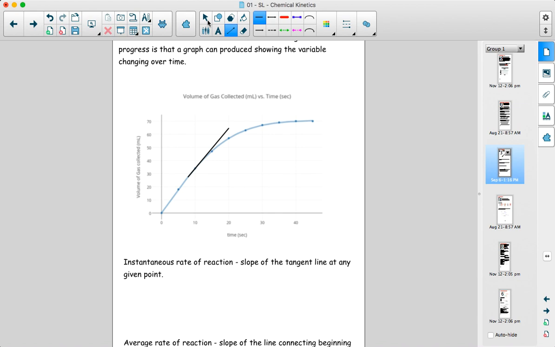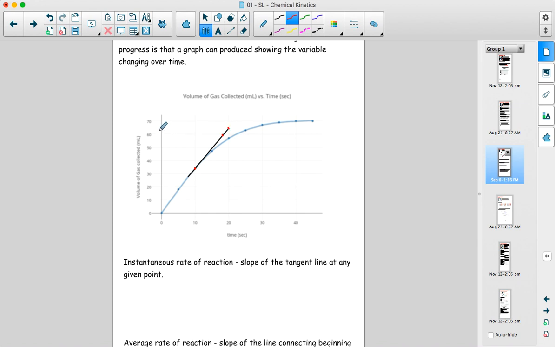and then we would have to figure out the slope of that line, which you've probably done at some point in your math career, which would be you pick 2 points that you can readily identify. It could include the actual point itself. So at 10 seconds, we're at about 35 mLs collected, and then we could go all the way out to, at 20 seconds, we're about 65 collected.